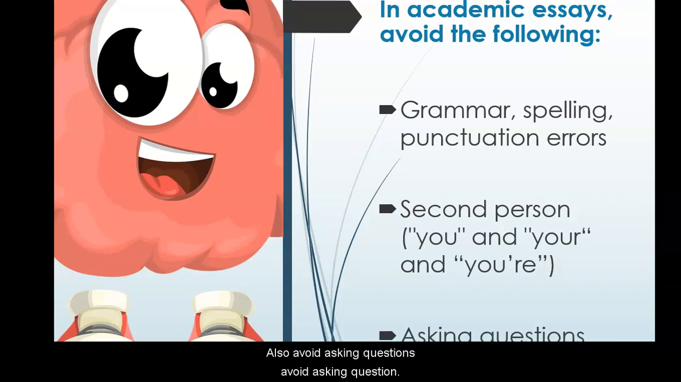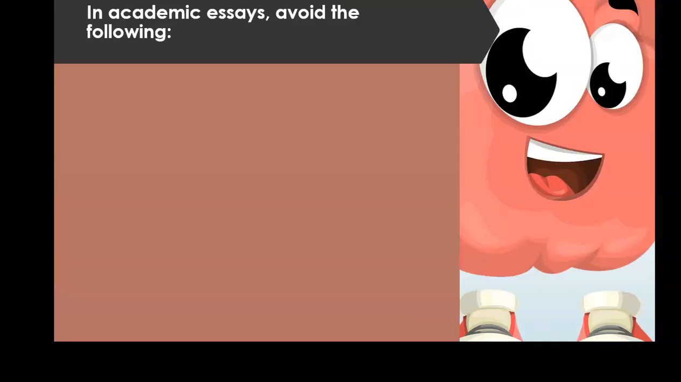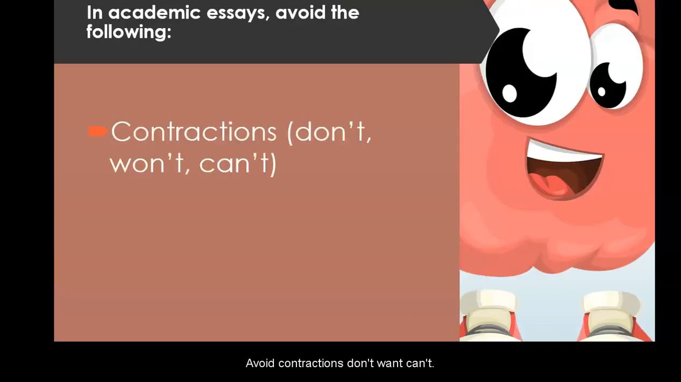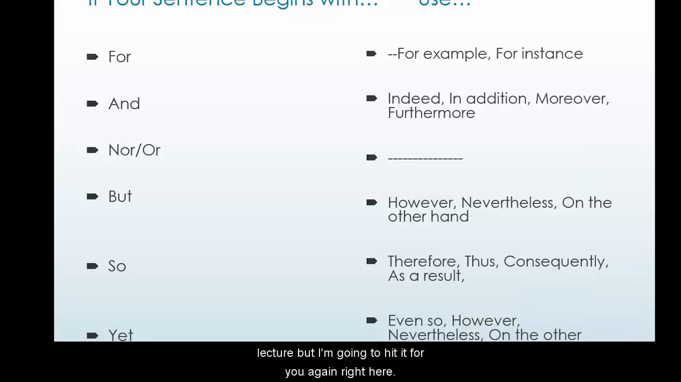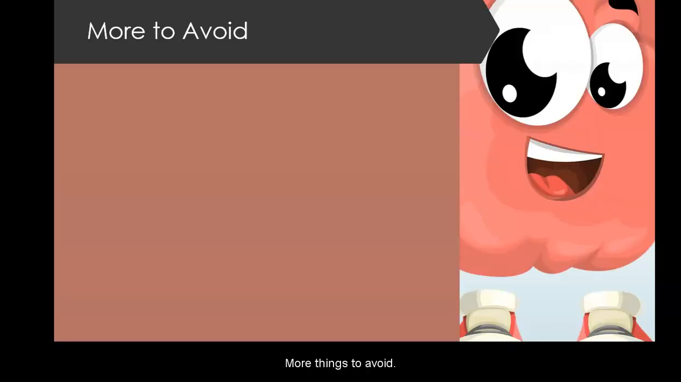Also avoid asking questions. Avoid contractions. Don't, won't, can't. Avoid beginning sentences with conjunctions. Now we talked a little bit about that in our transitions lecture, but I'm going to hit it for you again right here. If your sentence begins with these conjunctions, trade it in for one of these transitions, okay? And this is just talking about if your sentence starts with and, try starting the sentence with in addition instead, all right?